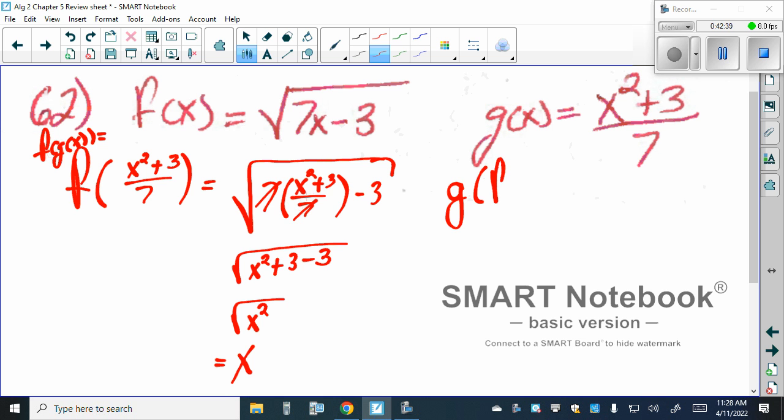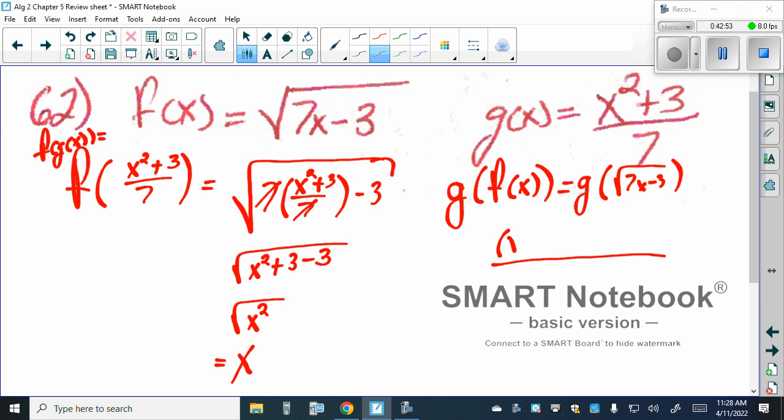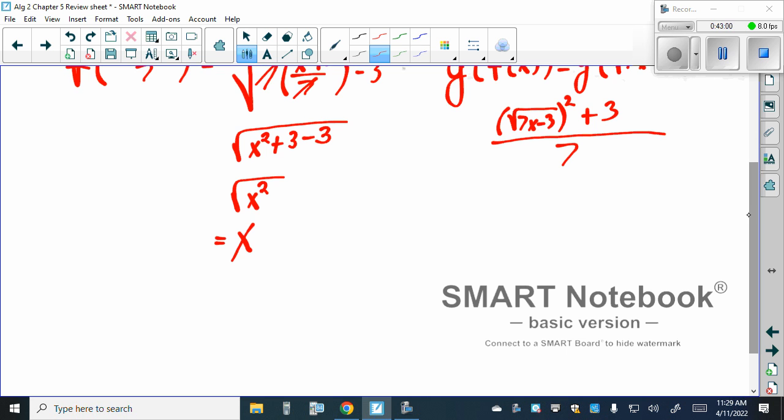Then we would want to do it the other direction, which would work in a similar method, because we would get g of square root of 7x minus 3, which would tell us that we have the square root of 7x minus 3 squared plus 3 over 7. Well, the square root and square would cancel, giving us 7x minus 3 plus 3 over 7, which is 7x over 7, which is x.